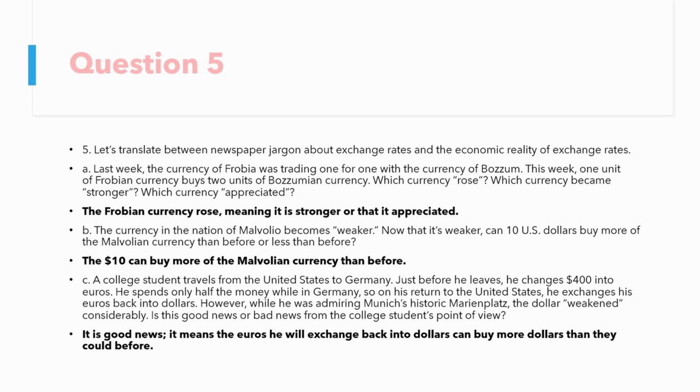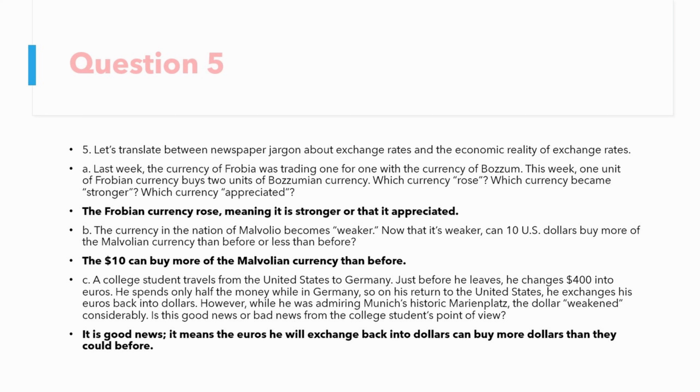Question 5 deals with some of the jargon typically used when describing currencies and what they mean. For part A, saying that 1 unit of Ferrobian currency now buys 2 units of Bazumian currency where it used to only buy 1, is essentially saying that the Ferrobian currency is stronger, it rose in value, and it appreciated in terms of the Bazumian currency.